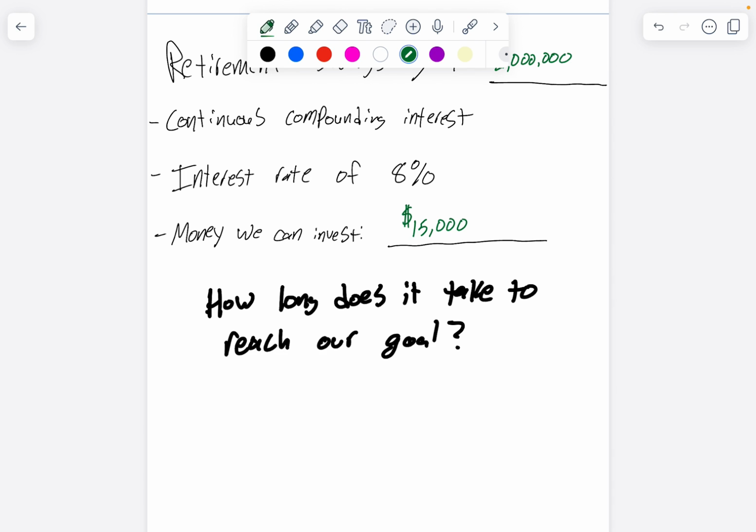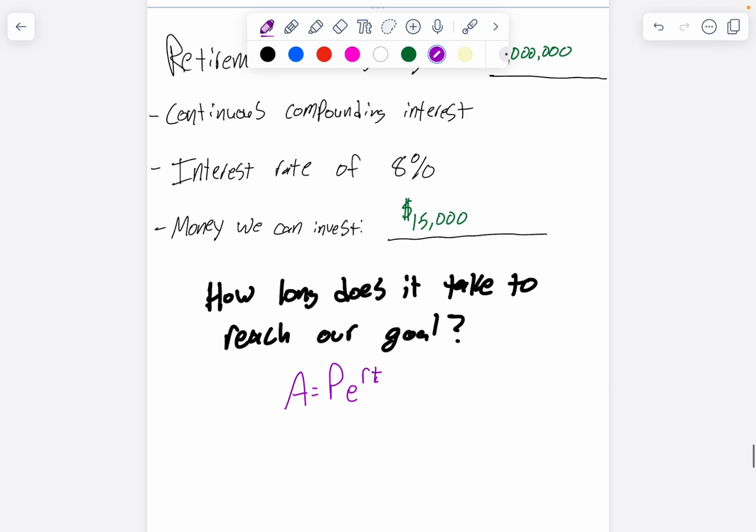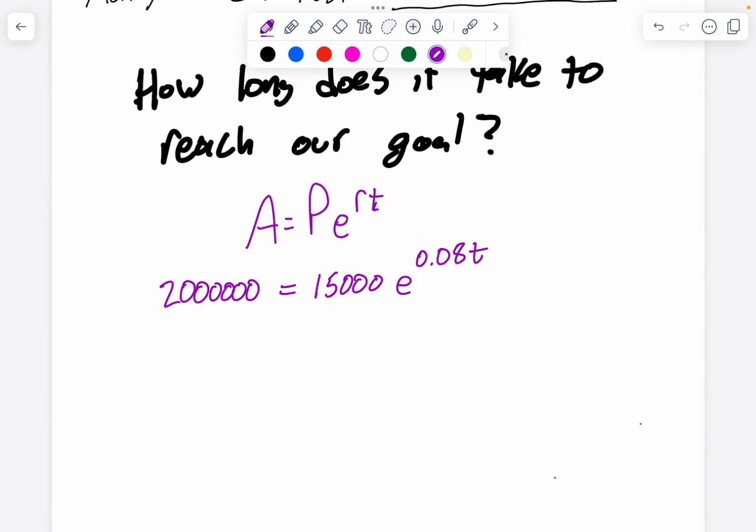If we are using continuous compounding interest, we're going to be using PERT. So A equals P times E to the power of RT. We're going to plug in all of our information. Our final amount is $2 million. Our starting amount is $15,000 times E to the power of 0.08 T. Now we just want to solve this. Step one, we're going to take $2 million and divide by 15,000. We're going to get 400 over 3. You can round that, but I'm going to keep it as a fraction.